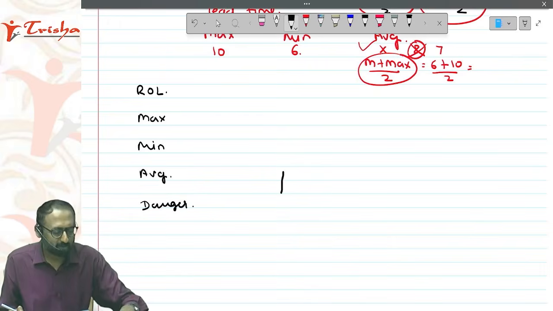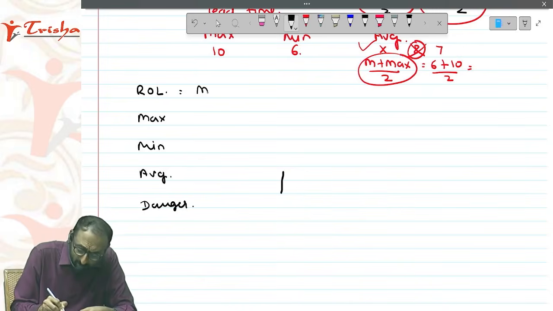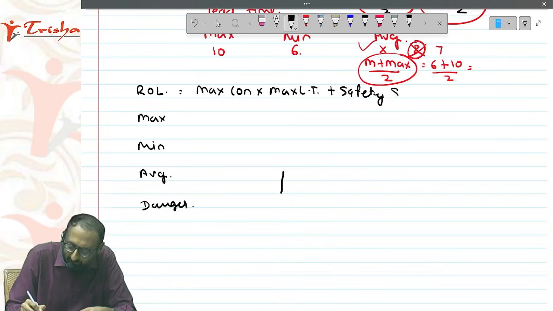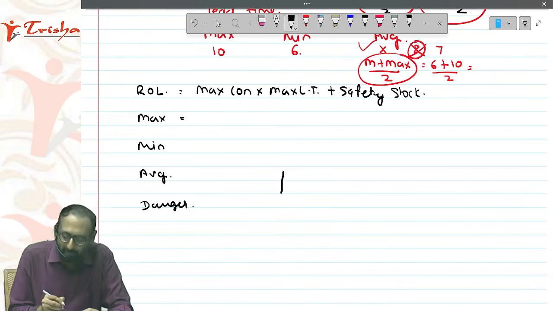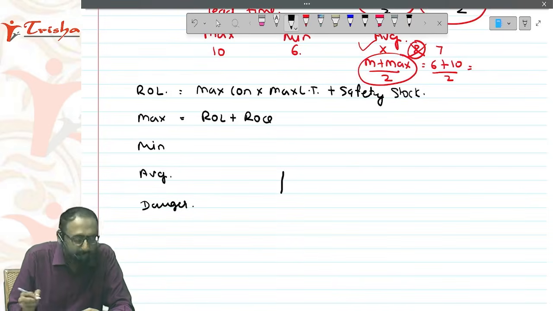Reorder level formula, if you remember, sir, what is the formula for reorder level? Maximum consumption multiplied by maximum lead time, plus safety stock. If any safety stock is maintained by the company, you will have to add that. What is the formula for maximum level, Sirji? Maximum level is reorder level plus reorder quantity.